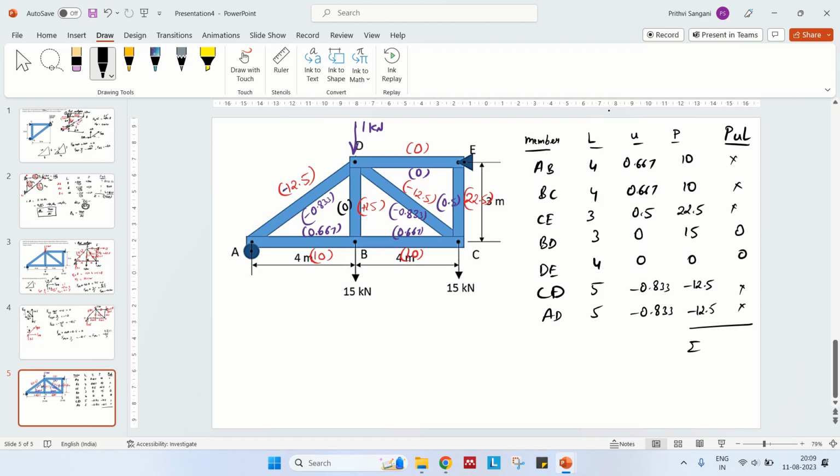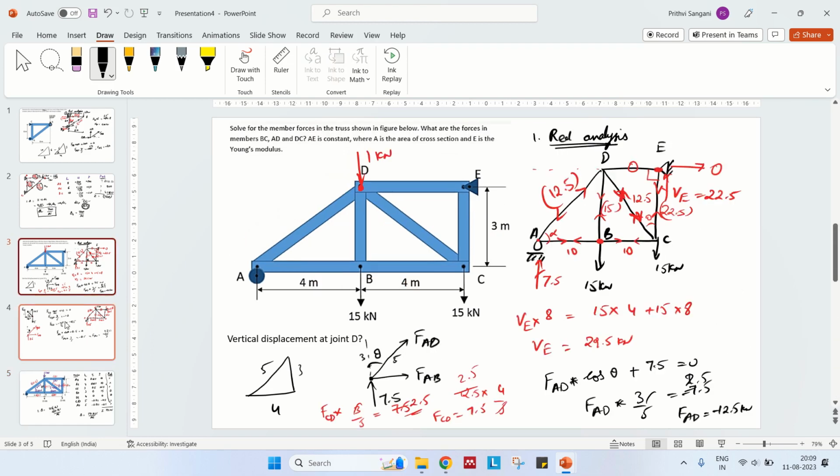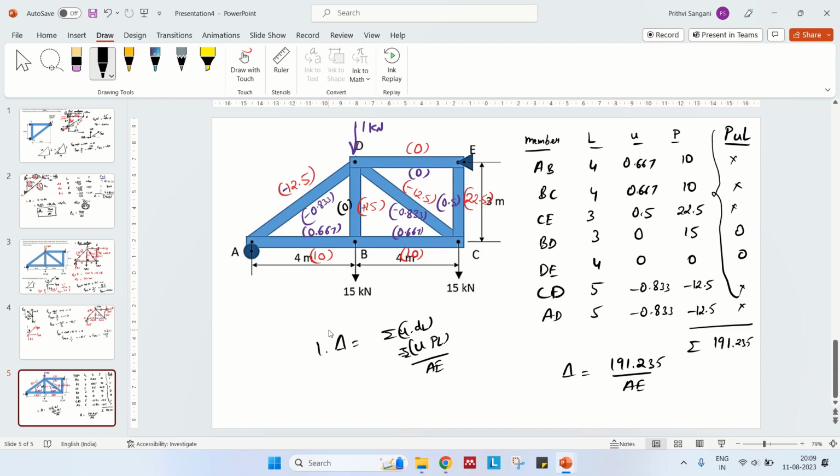So total summation, summation of PUL. This will be 191.235. Okay. So what is delta? 1 times delta is summation of U into dL. That is nothing but summation of UPL divided by AE. So we have delta as 191.235 divided by AE. I think we have mentioned the values of A and E. Okay, it's not mentioned. So AE is a constant. So yeah, this is the answer. So delta is 191.235 by AE. So any doubts in this so far?